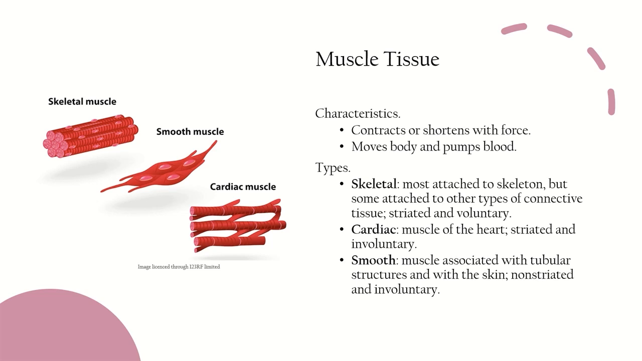Now, skeletal muscle is attached to the skeleton and other connective tissue. It's striated, which you can kind of see here in the figure, and it's voluntary movement. You have to think about it. Cardiac muscle is only found in the heart. It is also striated, but it's involuntary. You don't think about it, okay?